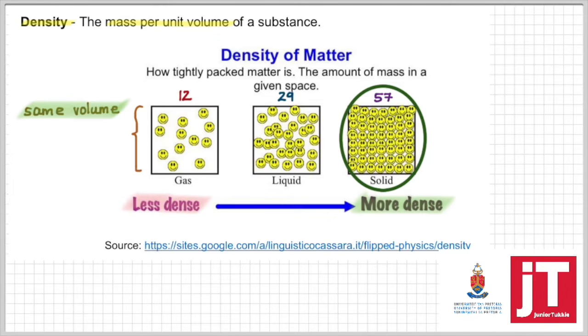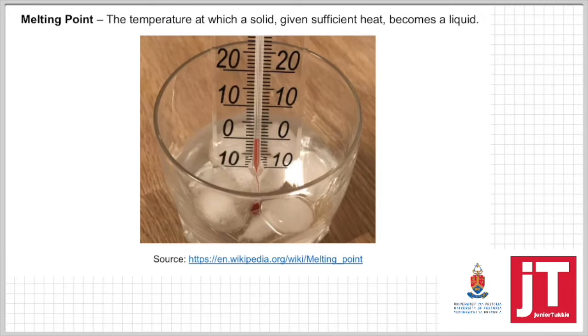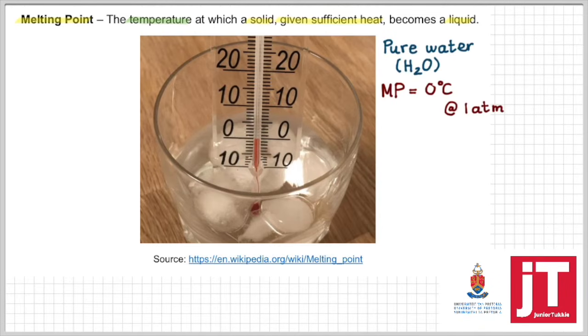The last physical properties that I will speak of in this video include melting point and boiling point. We will start off with melting point. This is the temperature, very important, it's a temperature at which a solid given sufficient heat will become a liquid. As an example, we have pure water or H2O. At a pressure of approximately 1 atmosphere, ice will start to change phase from solid to liquid water at a temperature of 0 degrees Celsius if we keep providing it with heat.